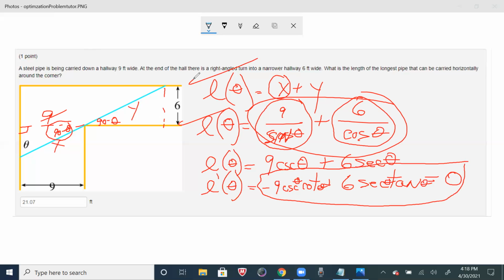Right, exactly. But understand that when you write that, it doesn't make any sense unless x and y are both functions of theta, and they are. In other words, if you look at triangle number 1 and triangle number 2, I can make x and y functions of theta. And that's how I get that for x and that for y.